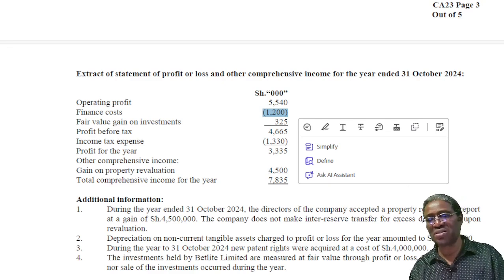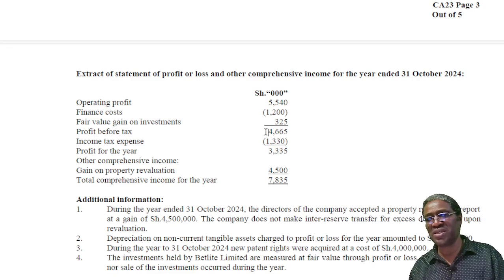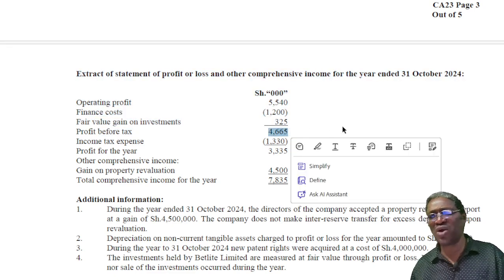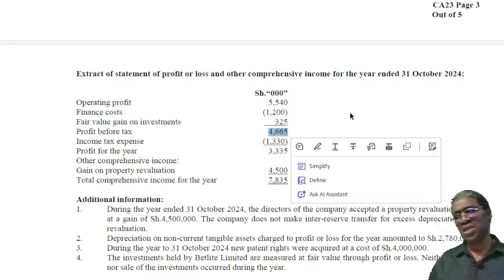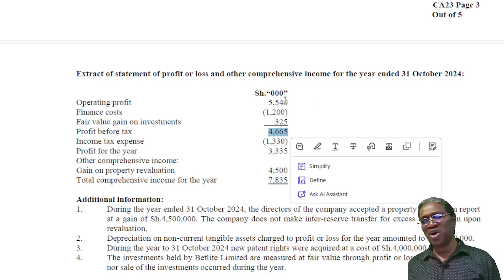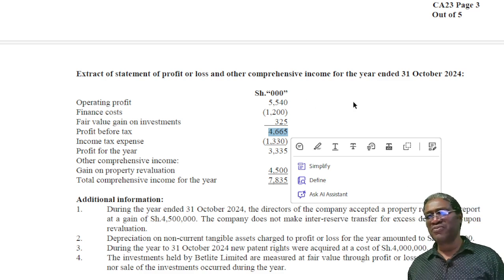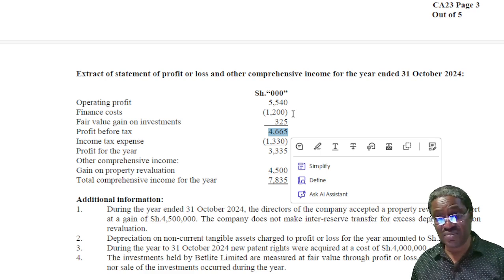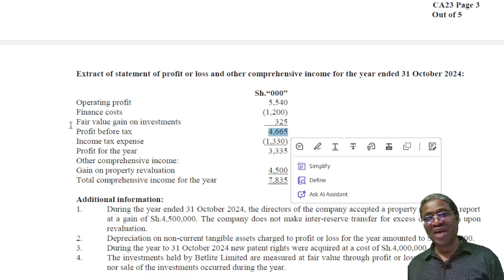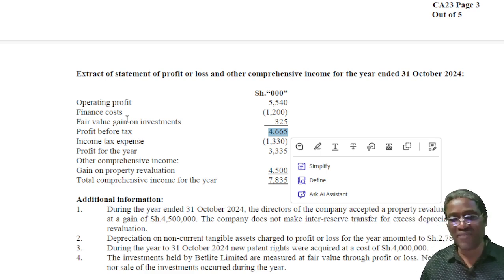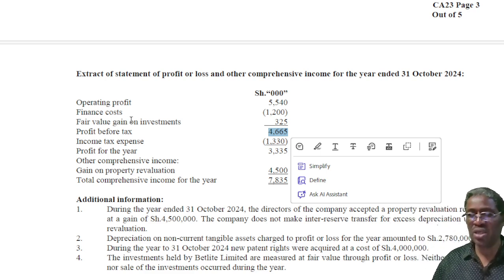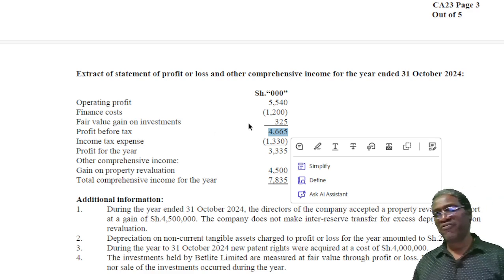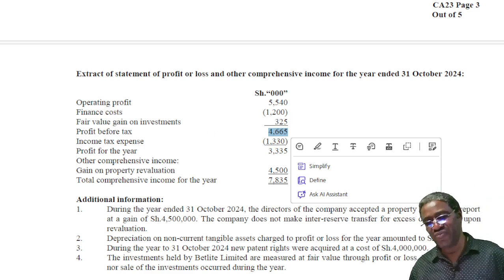Hope you can see from this income statement, to get this profit, we are calling 46.65. They got it by taking the operating profit, 55.40. They charge finance cost of 1,200. We have already agreed finance cost is a non-cash item. Then they have also included fair value gain on investment.